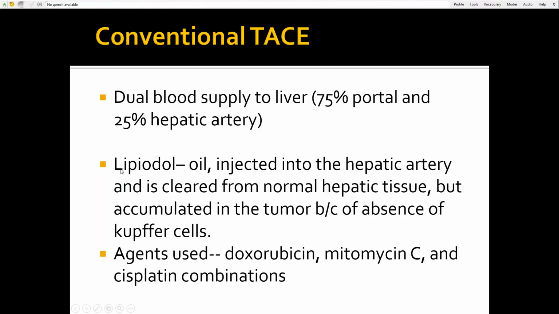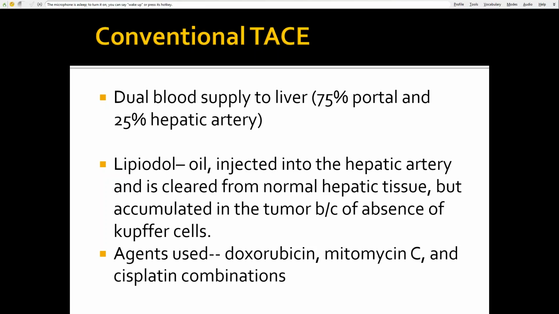In addition, you can inject something called Lipiodol. It's basically an oil, which I believe is from like poppy seeds or something like that. And it's injected into the hepatic artery, and it's cleared from normal hepatic parenchyma, but it accumulates in the tumor because there's an absence of Kupffer cells. So you don't see this very often, or it's not utilized, I know, as much as it has been in the past, and it's somewhat hard to get. But one nice thing about the Lipiodol is when you inject it, it outlines the tumor that you're trying to treat.